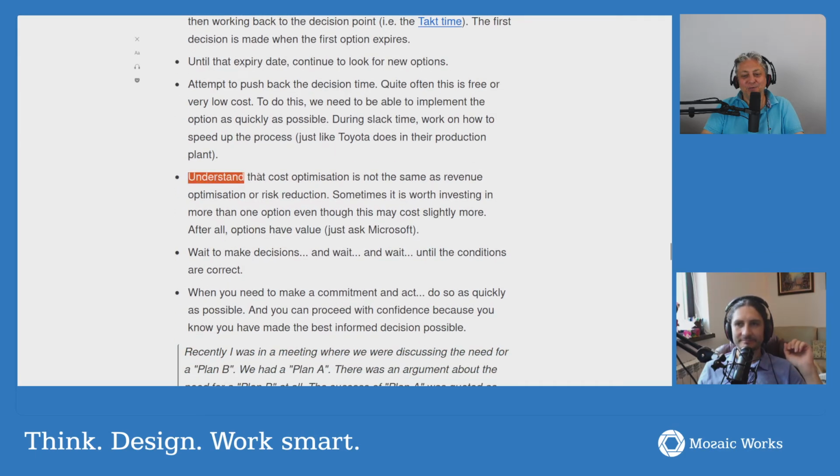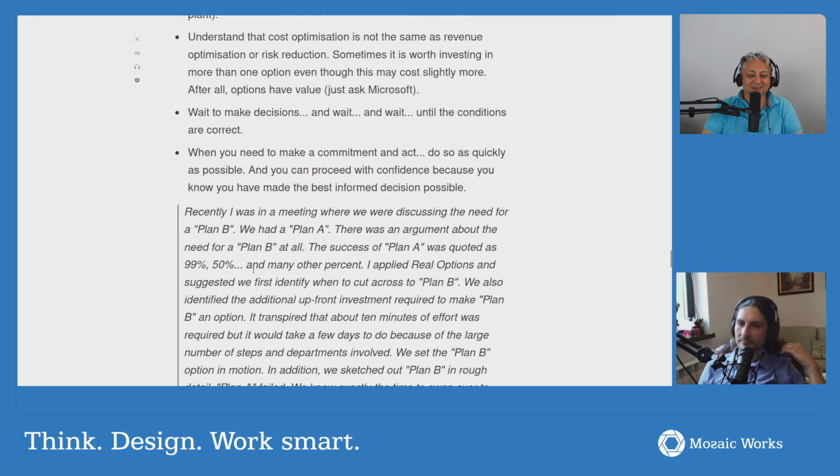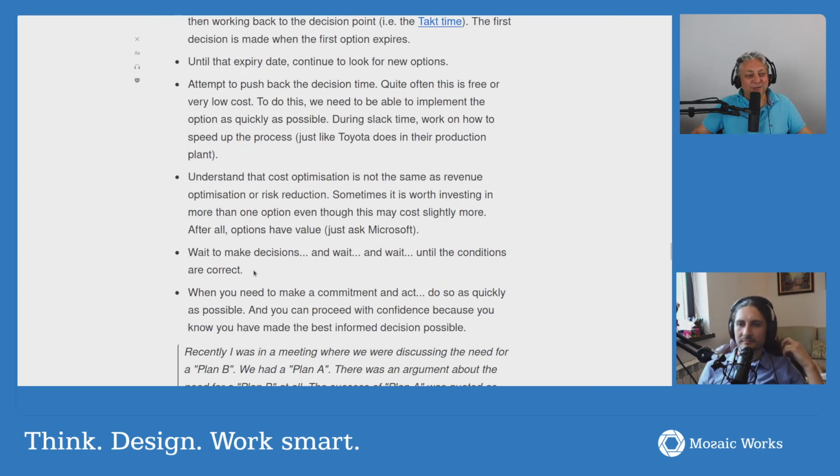Understand that cost optimization is not the same as revenue optimization or risk reduction. Yes. Wait to make decisions and wait until the conditions are correct. When you need to make a commitment and act, do so as quickly as possible. Right. That already sounds very difficult to apply in many organizations. Just pushing back decisions is something.